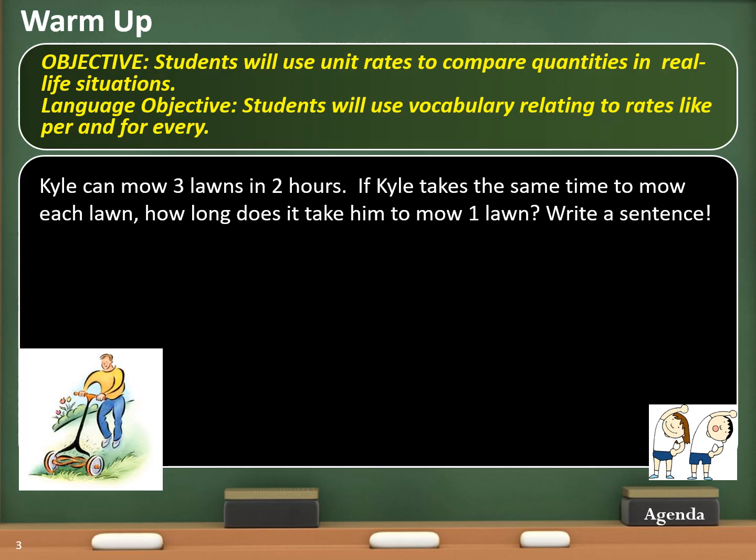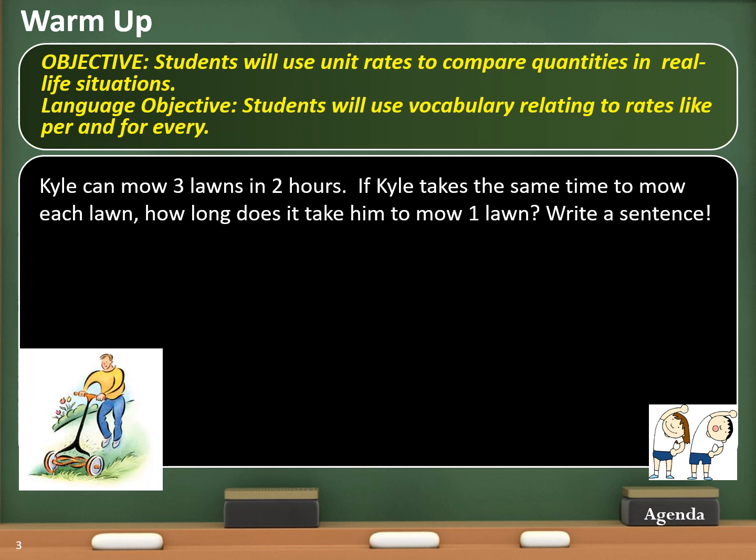Let's see this one. The students will use unit rate to compare quantities in real life situations. Students will use vocabulary relating to rates like per and for every. There's a small question for you. Clay can mow 3 lawns in 2 hours. If Clay takes the same time to mow each lawn, how long does it take him to mow one lawn?